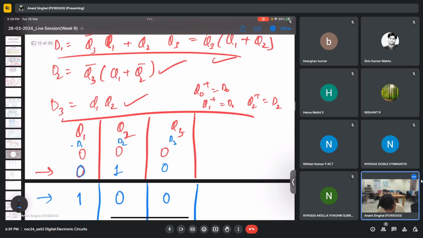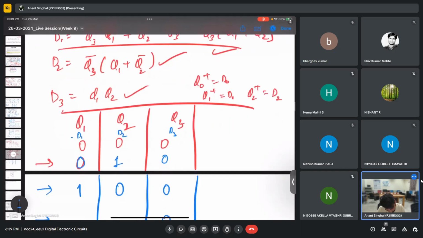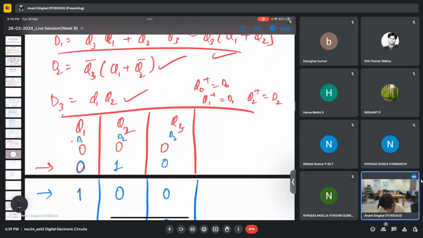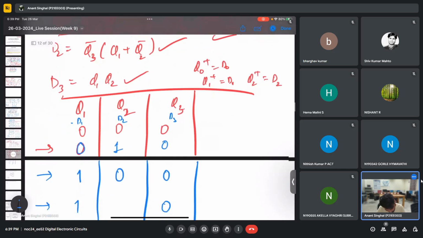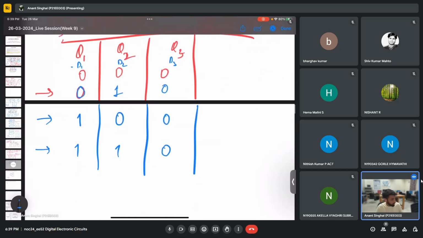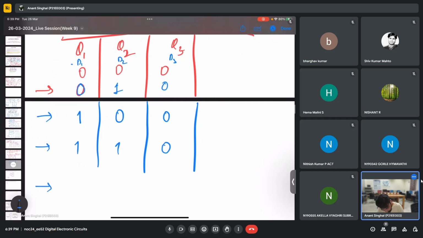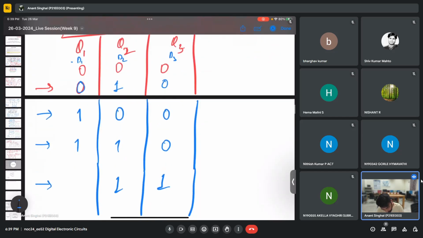Again, I'll write D3 is Q1 Q2, so it is 0 again. D1 is Q3 complement, which is 1. So Q3 complement is 1 times 1 is 1. And then Q3 complement is again 1, 1 times Q2 complement, yeah. This will become 110 now. So this into this will become 1 now, Q1, Q2. Q3 complement is 1 and any of them is 1. So I guess all of them will become 1.